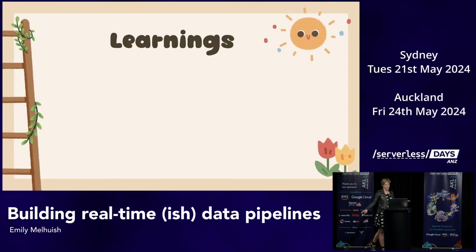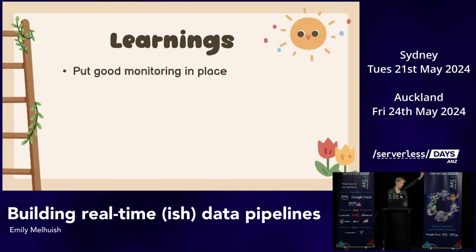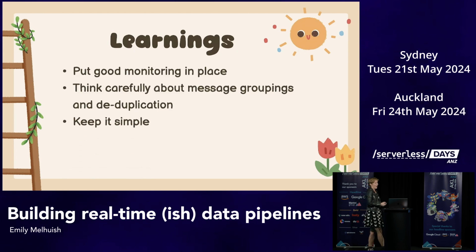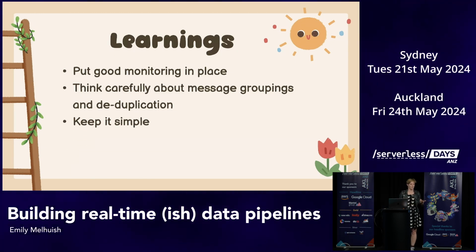So what were my learnings from that? 1, put good monitoring in place. That's very important to know that your queue is performing as it should, or your Lambda's doing the right thing, or your pipeline's struggling. 2, as I mentioned, think carefully about how you group messages and deduplication. That is really important to maximize your queue efficiency. 3, keep it simple. This was a very, very simple solution. I could have made it more complicated, but it works for the purpose.